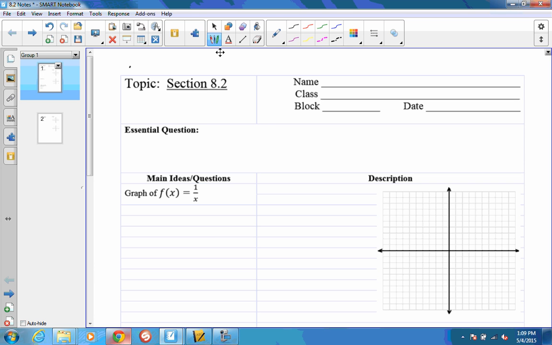So today's essential question: can I graph rational functions? Yeah, pretty simple. That's it. Short and sweet.